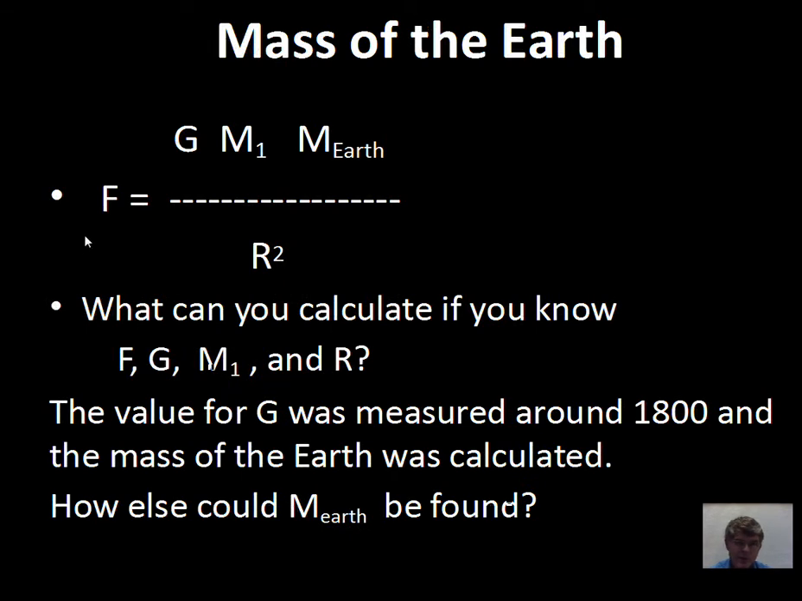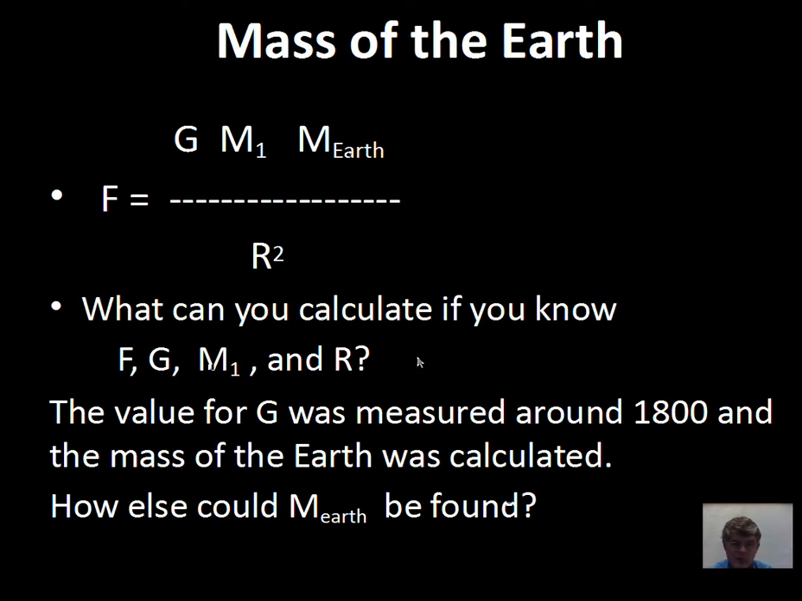So, the mass of the Earth. How can we find the value of the mass of the Earth? We want to know how many kilograms are in the Earth. How could we succeed at doing that? Well, we can measure gravitational force. We can measure the weight of objects. The constant G has been measured in the laboratory. Suppose we take a known mass and we can survey and find the radius of the Earth. So if we know these 4 quantities, F, G, M1, and R, and the mass of the Earth is the only unknown, yes, we can calculate it.